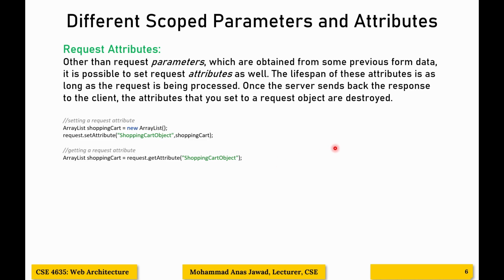All right, so one last time, the scope of these request attributes is as long as your web application is serving that request. Once your web application sends back the response to the client, then these attributes, that is, these request attributes, are going to be destroyed.